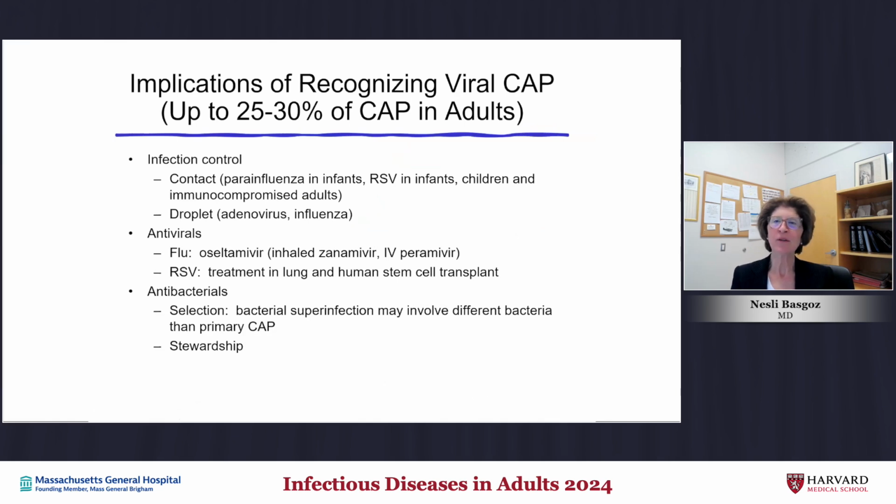So why does it matter if we know that someone who's ill has viral community-acquired pneumonia, which is up to 25 to 30% of pneumonia in adults? It has infection control implications in the hospital, either contact or droplet precautions. There are limited antivirals, but certainly they exist for flu and in some settings for RSV. Antibacterial, both selection and deferral, are impacted by recognizing that someone has viral pneumonia.